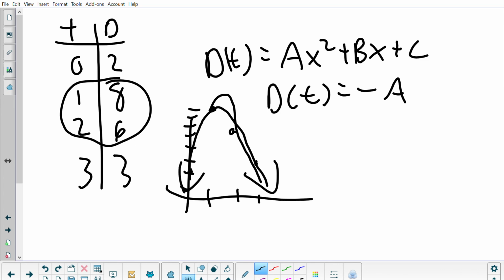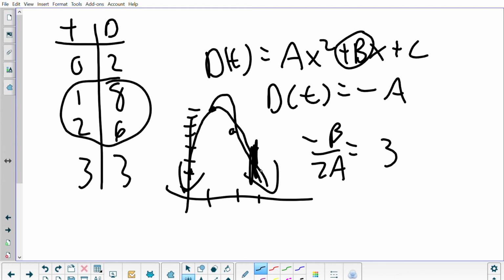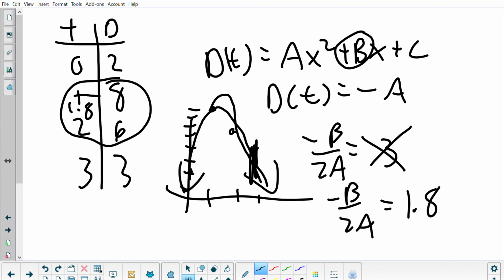Okay, next I would just do out of my 2 multiple choice answers, okay, negative B over 2A, and whatever answer I got. Okay, so let's say I got 3. Okay, 3 is well past our move down. Okay, so that multiple choice answer would be bad. But a different multiple choice answer that said 1.8. 1.8 is somewhere where we thought our vertex would be, so this would be the correct multiple choice answer.